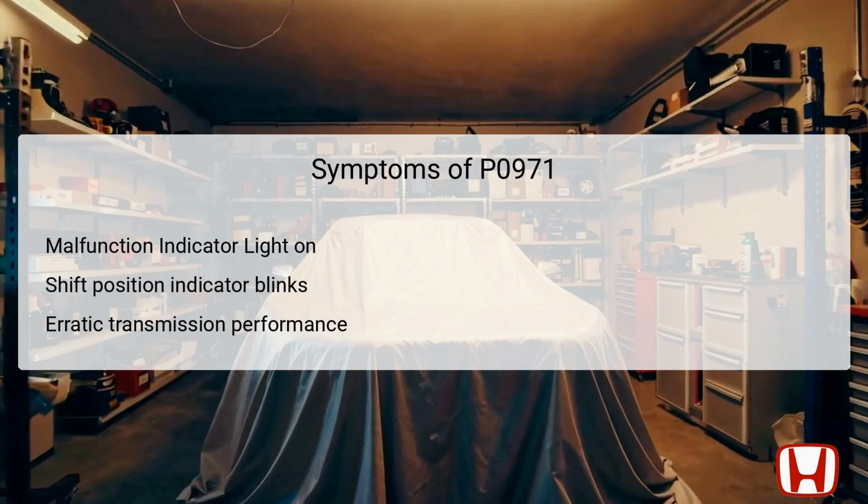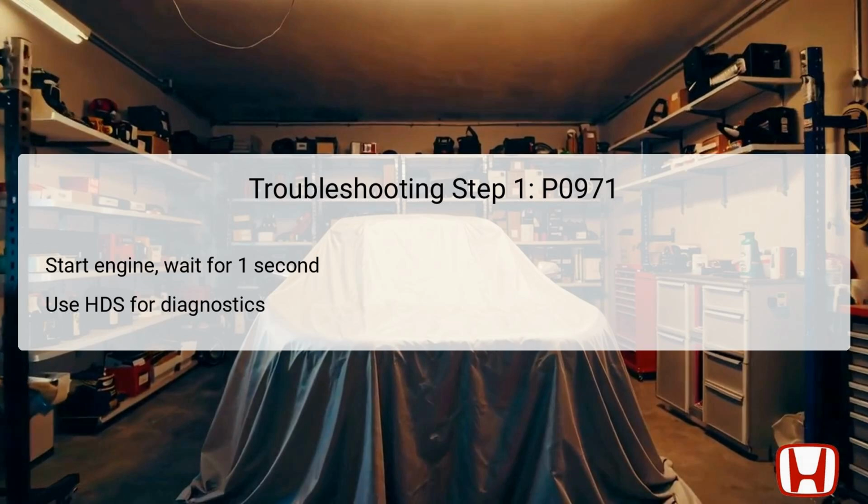These symptoms are not only frustrating for drivers, but can lead to additional wear and tear on the transmission system if left unaddressed. Monitoring these signs can aid in early diagnosis and prompt repairs, thus prolonging the life of the vehicle. The first step in troubleshooting DTC P0971 involves starting the engine and allowing it to run for at least 1 second. This initial step ensures that all vehicle systems, including the transmission, are in a ready state for diagnostic evaluation.